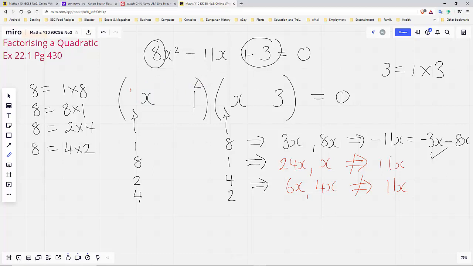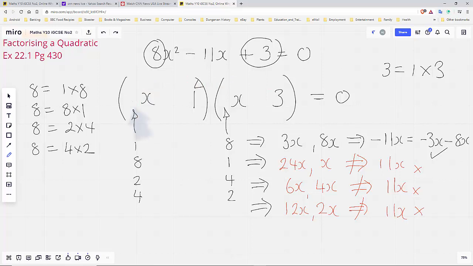We'll put a 4 in here and a 2 in here. 4 times 3 will give me 12x, and then 1 times 2 will give me 2x. Again, there's no combination that I can work with 12 and 2 to give me an 11x. So none of these work, and it looks like our solution is minus 3 and minus 8.